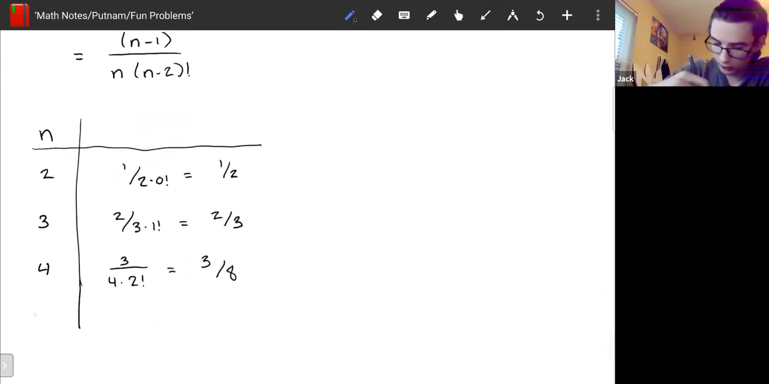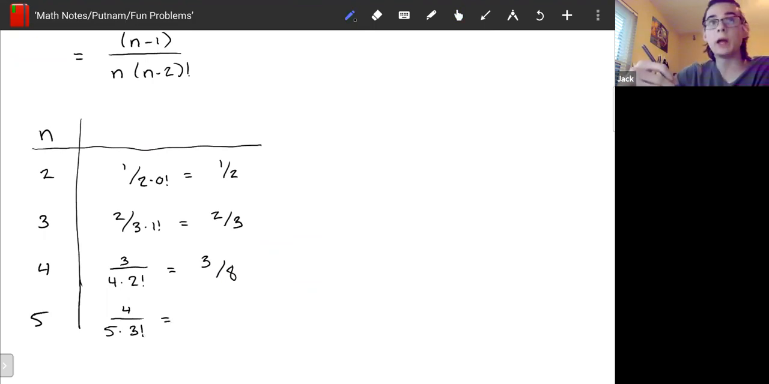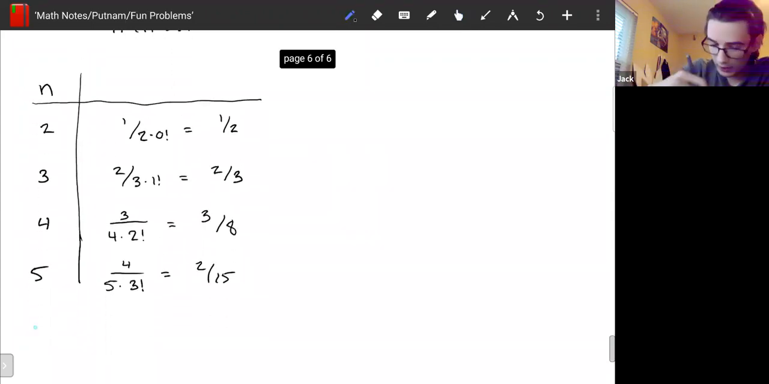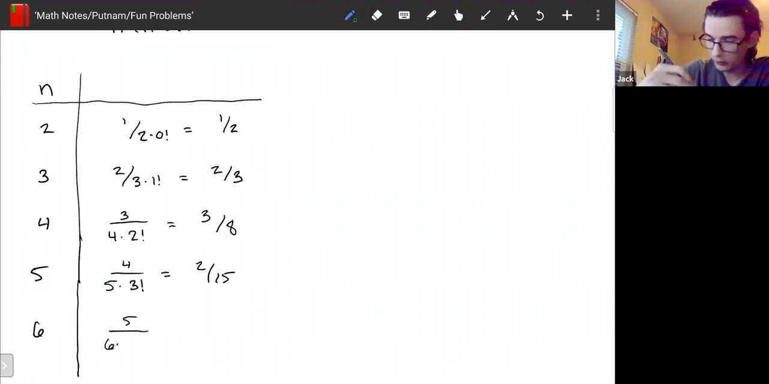And then let's do 5. That'll be 4 over 5 times 3 factorial, and that'll be 2/15. And let's try 6. That will be 5 over 6 times 4 factorial. And that will come out to be 5 over 144.